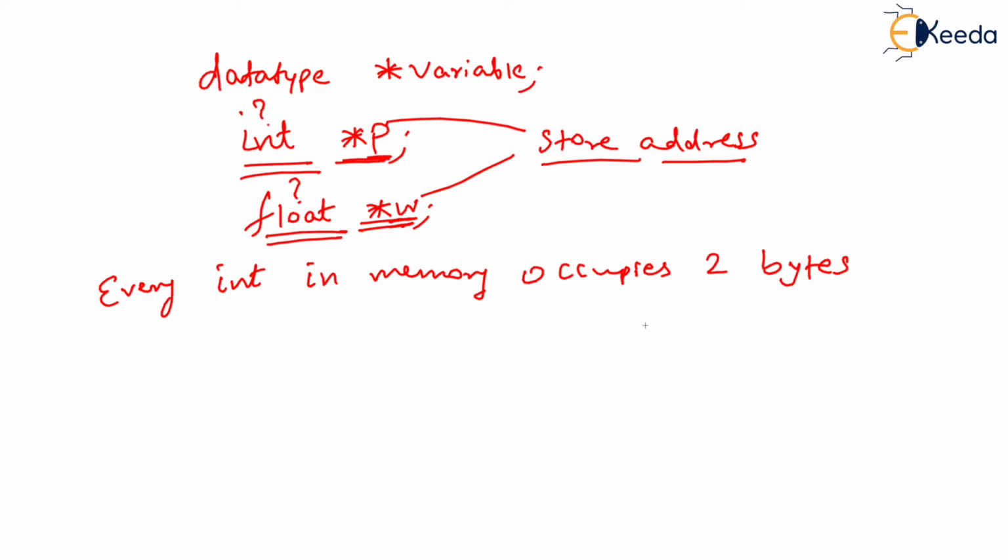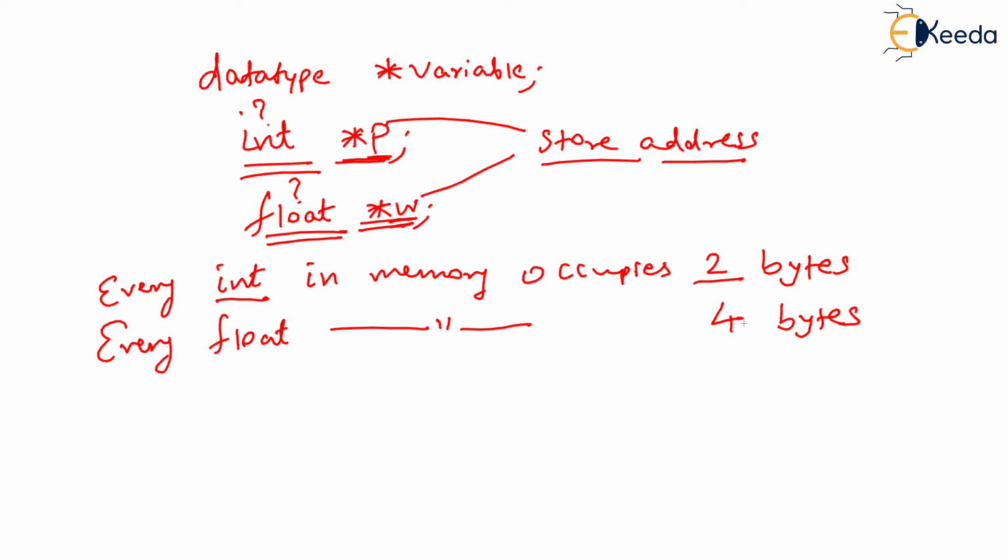On some machines, integer might consume 4 bytes. On some other machine, integer might consume 8 bytes. But let's assume that we have an average computer and every int consumes 2 bytes. Then you should know that every float, whenever you store any floating point number like 16.8 in memory, occupies 4 bytes.